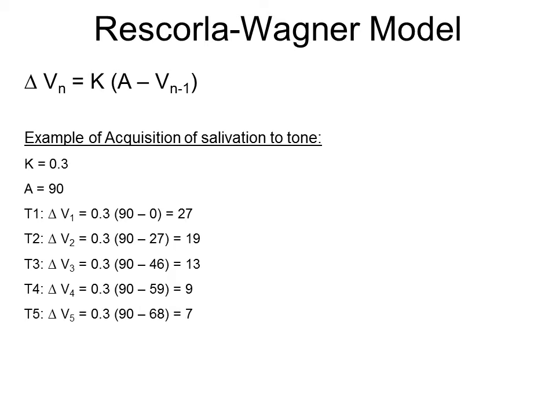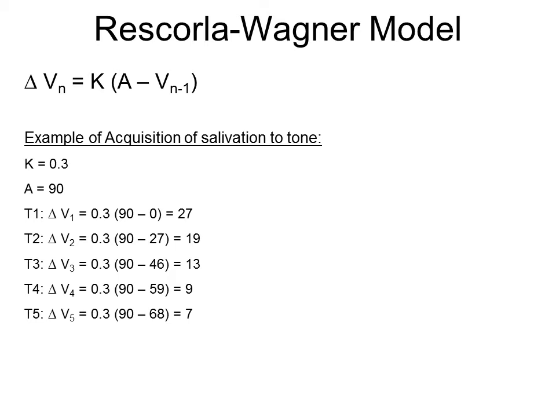And then lastly, we'll carry this out to the 5th trial, but if you were to actually model this, you would carry it out until the conditioned response neared the asymptote of 90. But for our purposes, we'll just carry this through the first 5 trials. So on trial 5, we have delta V5 equal to the salience of 0.3 times the asymptote of 90 minus 68. That's the cumulative strength of the previous 4 trials. 90 minus 68 is 22. 22 times 0.3 is 7.